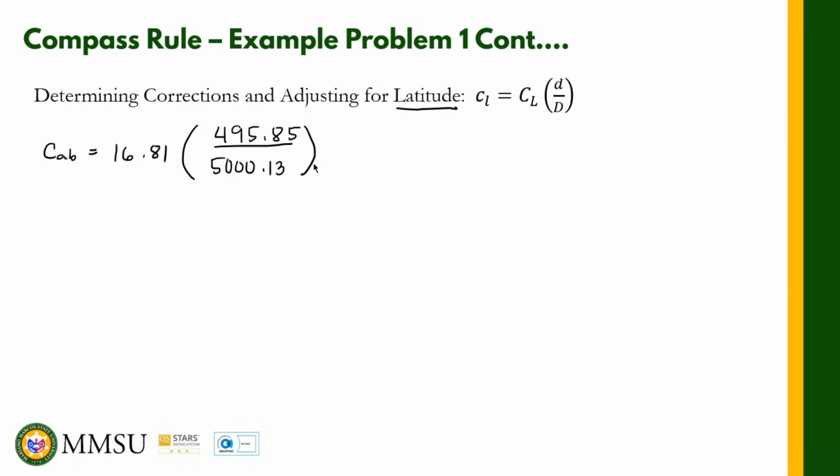Okay, kung titingnan ninyo, itong correction natin, itong 16.81 tsaka 5,000.13, ano yan? Constant, di ba? Ang nagbabago lang is 495.85. So basically, para mapabilis yung calculations ninyo, itong 16.81 divided by 5,000.13, i-store nyo na sa isang variable sa calculator ninyo. So para later on, i-recall nyo lang yung value na yan multiplied by the distance.